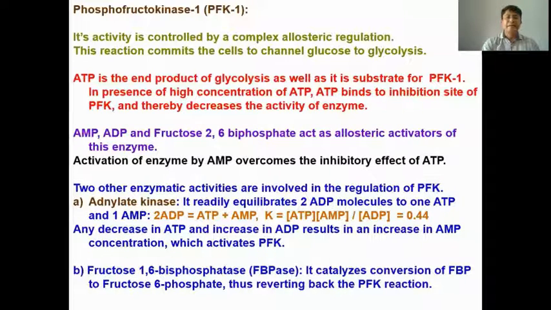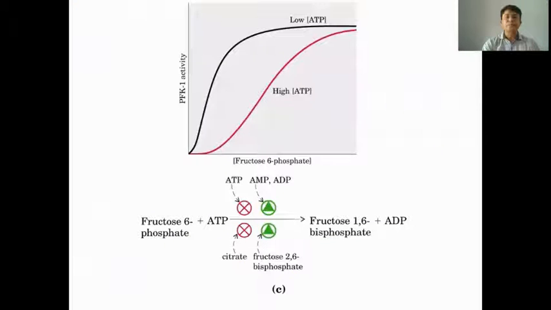Adenylate kinase readily equilibrates 2 ADP molecules to 1 ATP and 1 AMP. Any decrease in ATP and increase in ADP results in an increase in AMP concentration, which activates phosphofructokinase. Another enzyme which regulates phosphofructokinase activity is fructose 1,6-bisphosphatase enzyme, also called FBPase. It catalyzes conversion of FBP, that is fructose 1,6-bisphosphate, to fructose 6-phosphate, thus reverting the phosphofructokinase reaction.